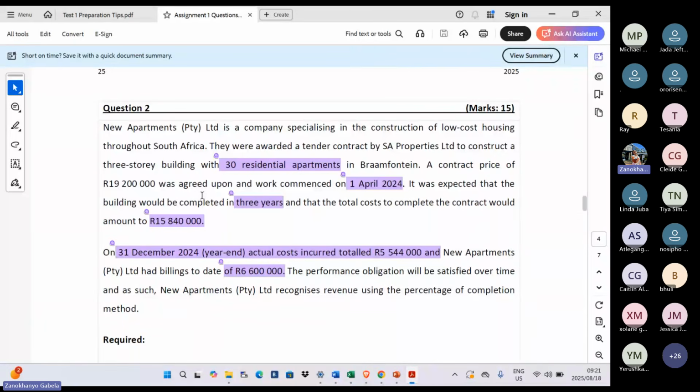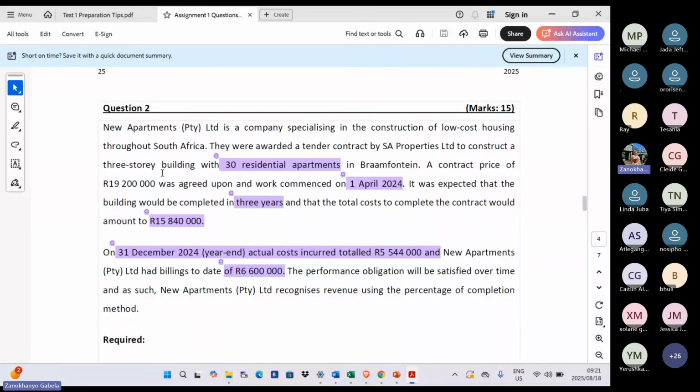So it's not step number 1 because we've met the contract. We've already been told they were awarded a tender contract. That means there is a contract. Number 2, performance obligation. Do we have one? Yes, it's only one, which is the creation of a 3-story building with 30 residential apartments. Okay, for those who are asking me, maybe I could talk about the input and the output method in this case here, but not too much.